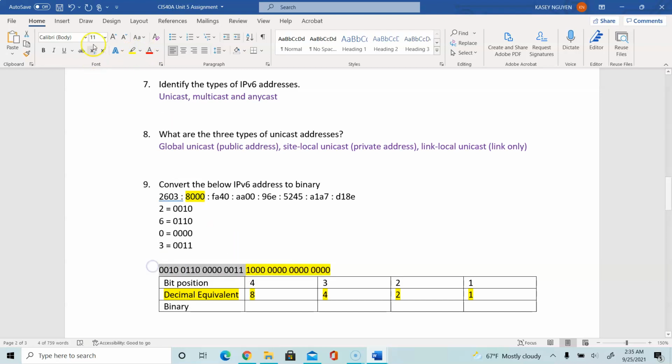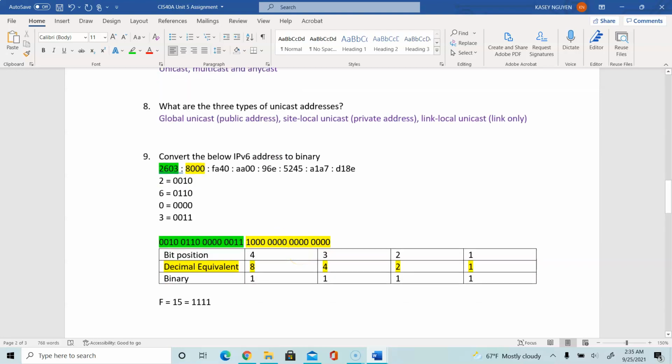And then this is going to represent the first. And so now when we get to the F, we know that F is equal to 15. So you look at this table and you would say, which numbers would we add up to be 15? All of them. 8 plus 4 plus 2 plus 1 is equal to 15. So that will be equal to 1, 1, 1, 1.